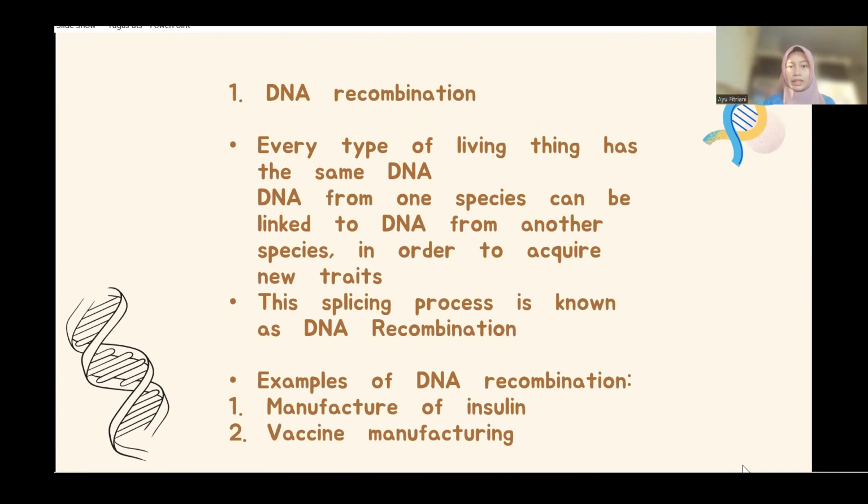1. DNA recombination. Every living thing has the same DNA. DNA from one species can be linked to DNA from another species in order to acquire new traits. This splicing process is known as DNA recombination. Examples of DNA recombination: first, manufacture of insulin, 2, vaccine manufacturing.